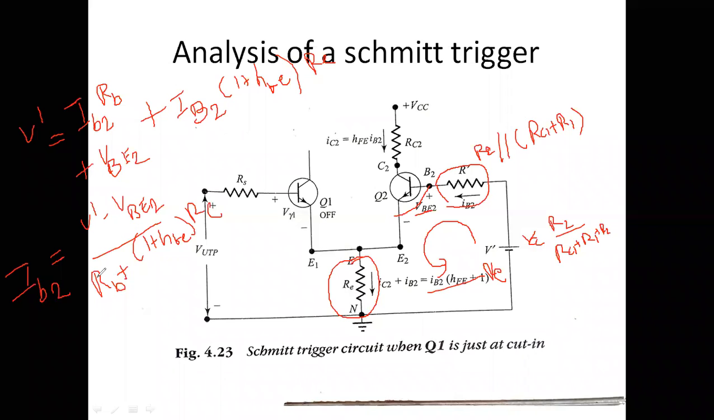Okay, if you have any problem, you can ask. If you don't understand this derivation, immediately ask. Therefore we have to find out the IB current. Okay, this IB current we have to find out.